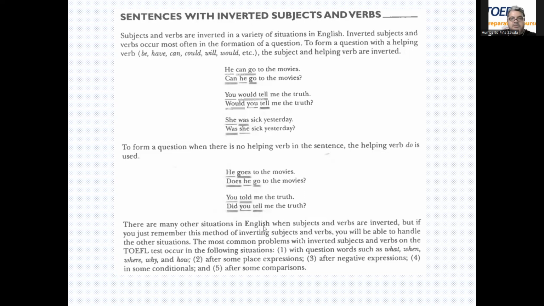There are many other situations in English when subjects and verbs are inverted, but if you just remember this method of inverting subjects and verbs, you will be able to handle the other situations. The most common problems with inverted subject and verbs in the TOEFL test occur in the following situations.